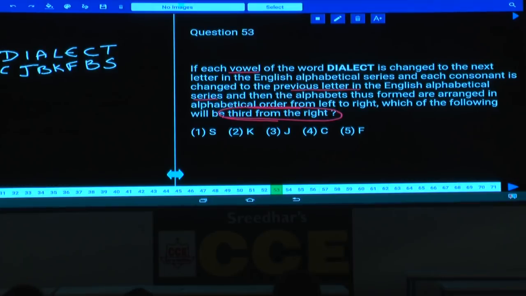Fourth from the right hand side means, what is the first from the right? The highest letter, and its previous one is the next highest, and so on. S is the highest letter, that will be at the last place, and the next one is J, sorry, the next one is K. K is at the second place from the right and J is the third from the right. As J is the answer, that is choice 3. Hence question number 53, choice 3 is the answer.